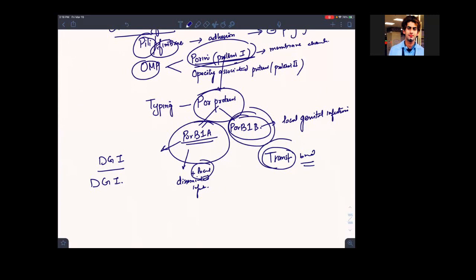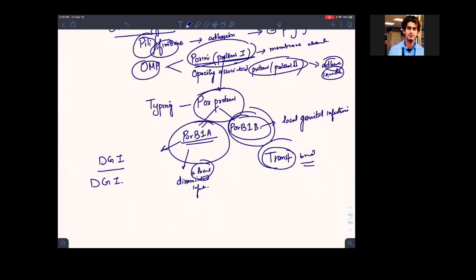Easy. This opacity associated protein, what is it doing? It will be helping it to adhere and invade the organism. Okay, so adherence and invasion is by opacity associated protein, that is protein 2. Protein 1 will help in the formation of membrane channel pores. It has two major serotypes, POR B1A and POR B1B. POR B1A is responsible for local and disseminated gonococcal infections. POR B1B is responsible for local genital infections.